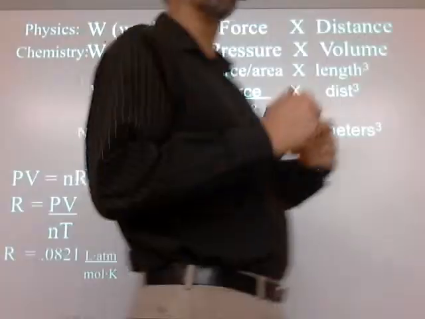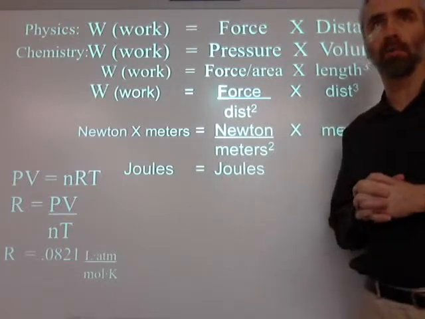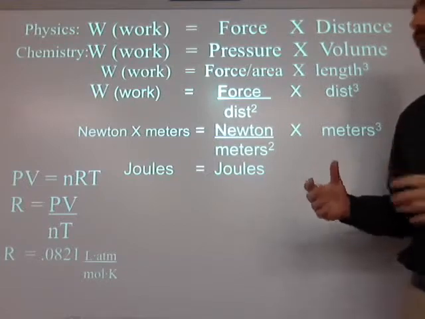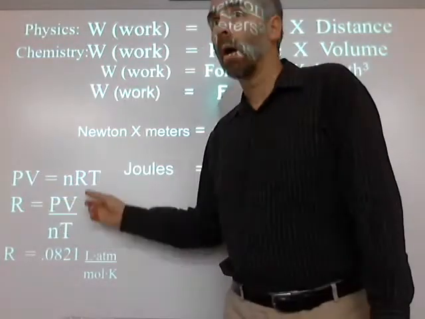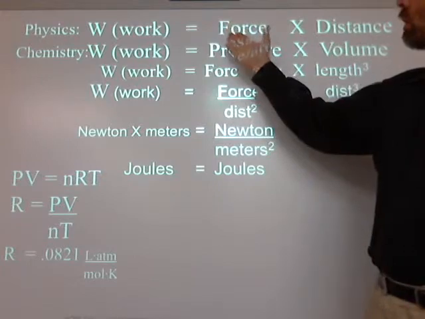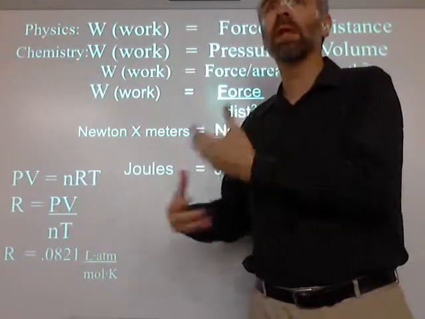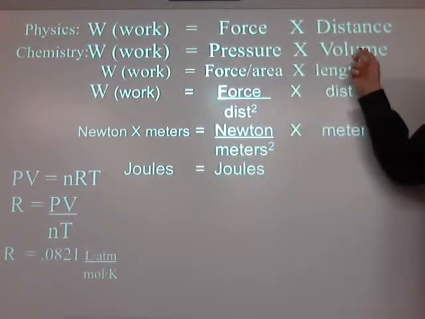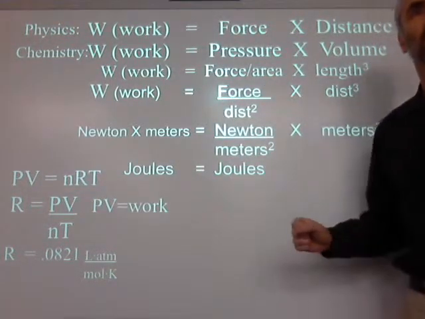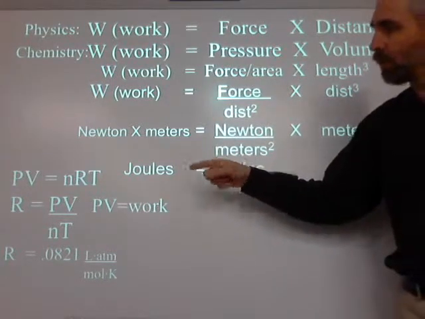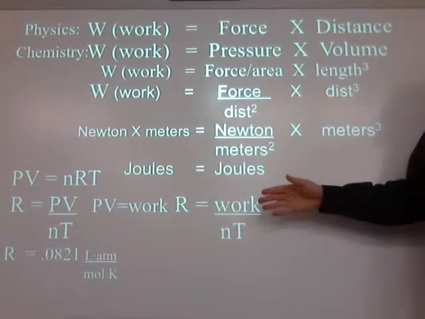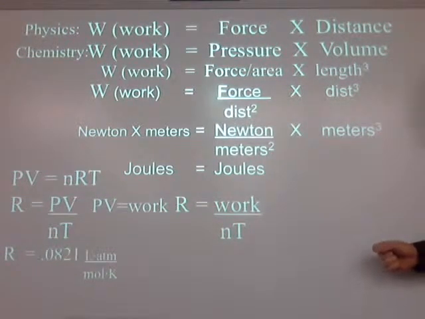Now, I'm going to use a completely different R, a number that's just going to come out of nowhere if I weren't doing this. Why am I going to use a totally different R? Because I'm going to try to relate work to my gas law. So where I have PV right now, where I have pressure and volume, I'm going to substitute in work. Instead of R equals PV over nT, R is going to equal work over nT. And it works. No pun intended. It actually works. And so I can get my answer.